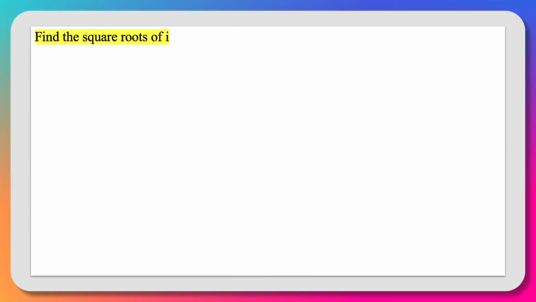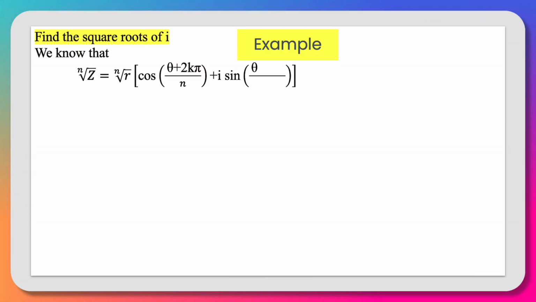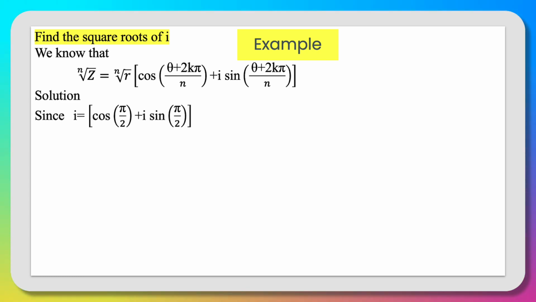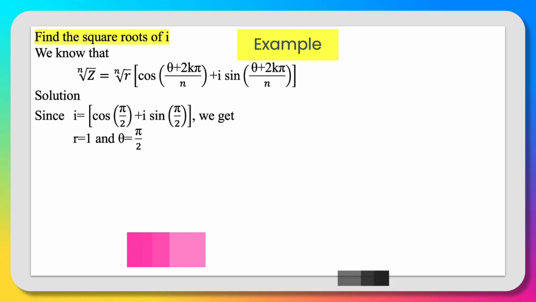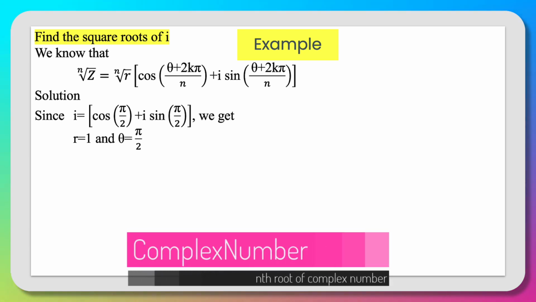Now we will see one example. In this example, we will find the square root of i, where i is a complex number. To solve this problem, we will use the formula for the nth root of a complex number z. Since i is a complex number, the magnitude is 1 and the amplitude, meaning the argument, is pi by 2. Therefore, the polar form of the complex number i is cos pi by 2 plus i sin pi by 2.